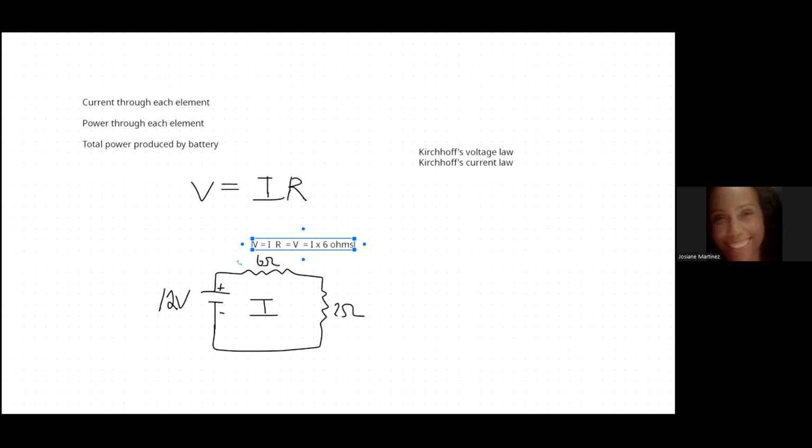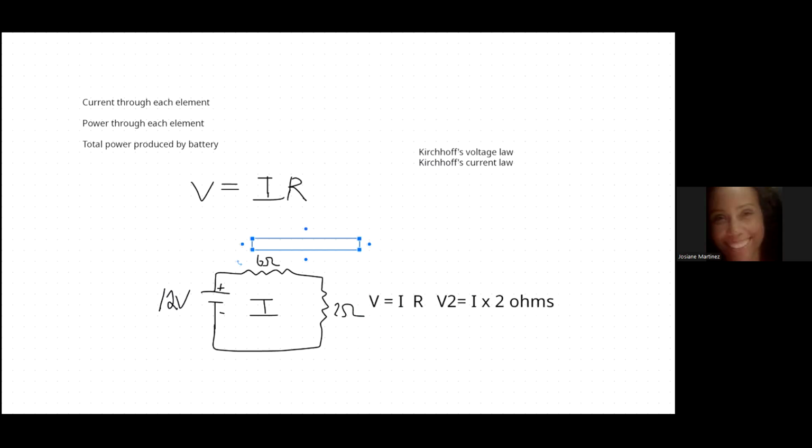Now I'm going to use the same law down here near the 2 ohm resistor, but it's going to be the current times 2 ohms. That's going to be a new voltage, and I'm going to call this V2 because it's a different change. It's a different amount of energy, right? Because it's based on this small resistor, right? So I'm going to say V2 equals I times 2 ohms. And over here, this is going to be V1 equals I times 6 ohms.